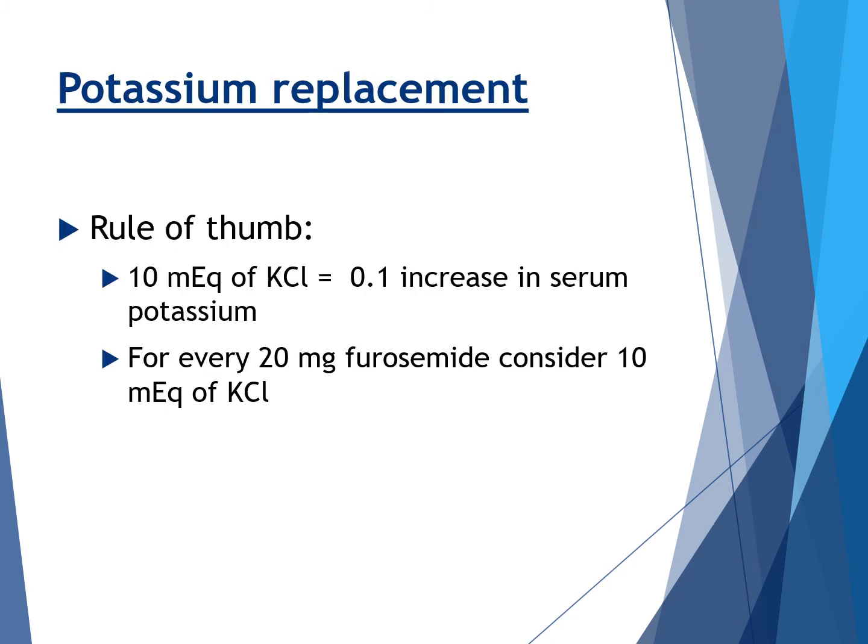I wanted to mention potassium replacement because in most patients that are on diuretics, they will have some degree of hypokalemia. And so just a rule of thumb, for every 10 milliequivalents of potassium chloride you give a patient, they'll have a 0.1 increase in serum potassium. And for every 20 milligrams of furosemide, you can consider 10 milliequivalents of potassium chloride to prevent that hypokalemia.